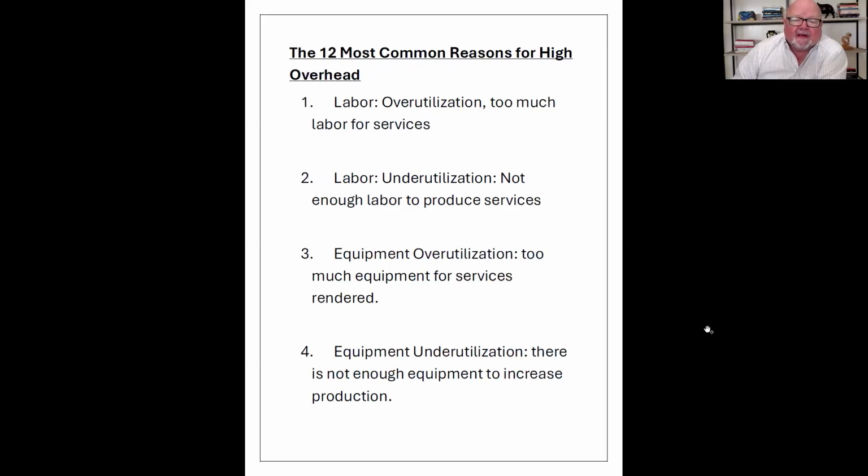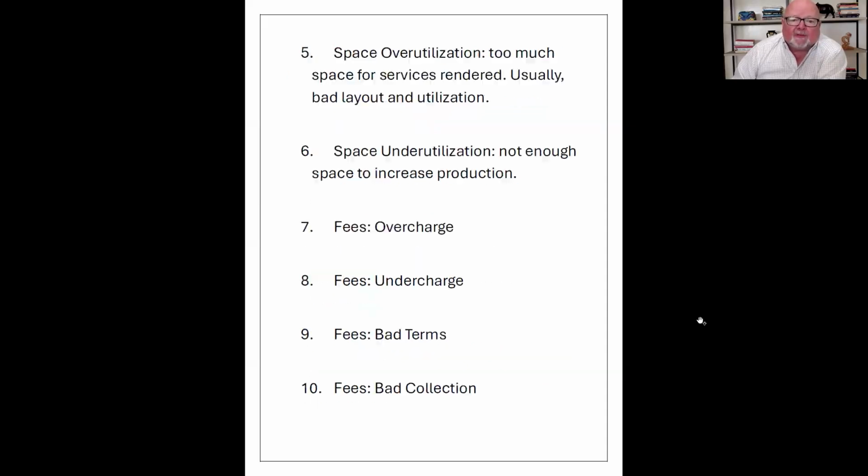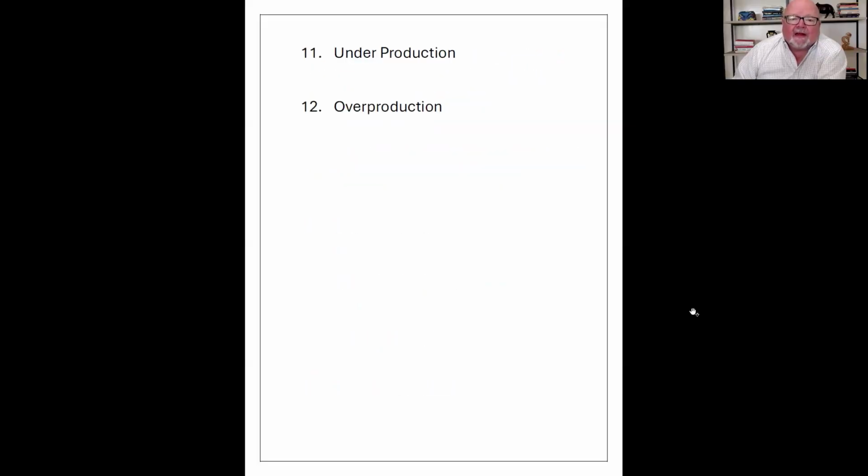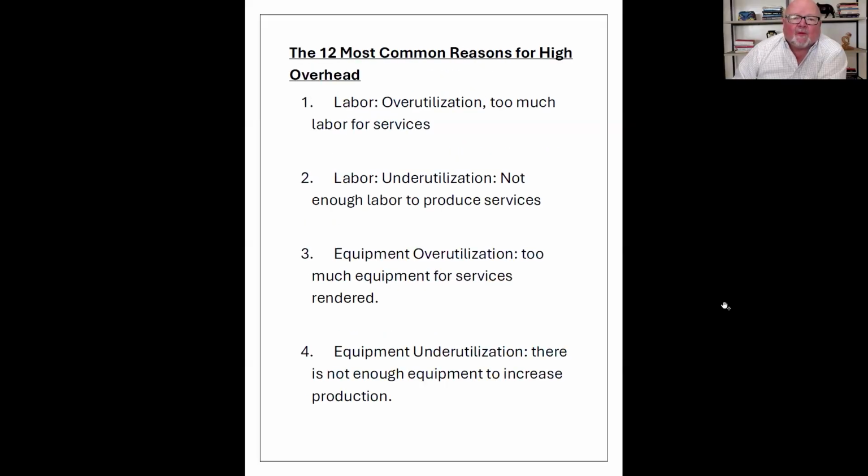Too much space is typically the number one reason. And then equipment, this big leased equipment that they're doing, I talked about that. And then underproduction. Those are the typically common reasons for high overhead. It's typically not because of what you're spending. It's because of what you're not producing relative to something else: space, labor, equipment, collections, fees, etc. One of those. So hopefully this will help you look at your overhead.